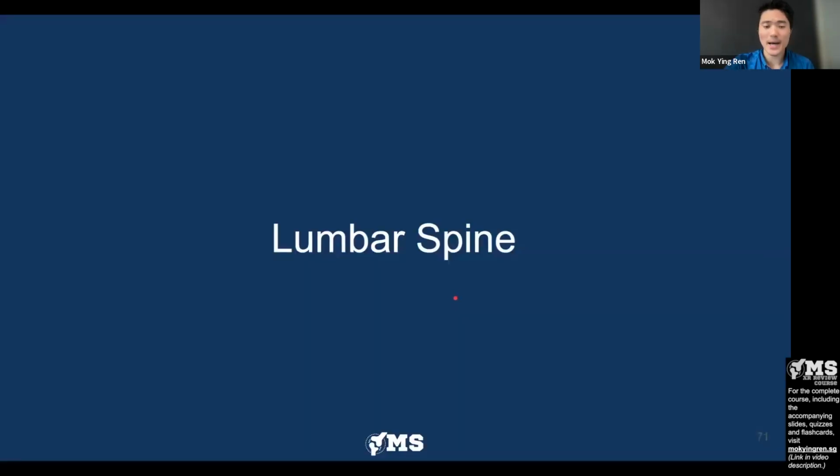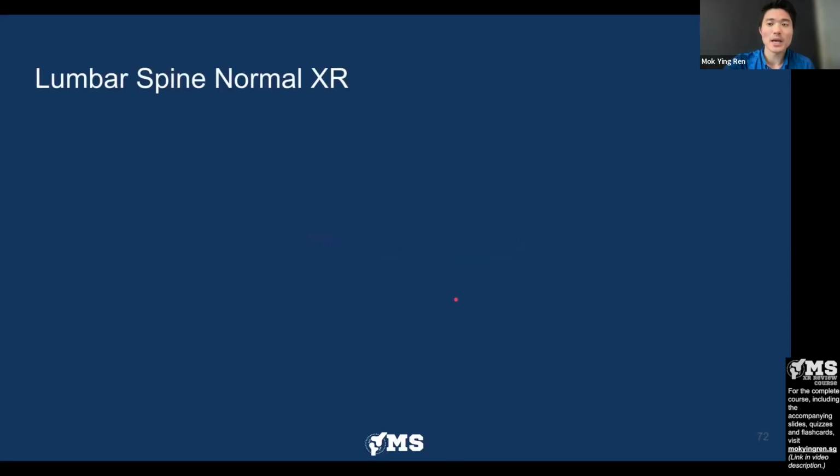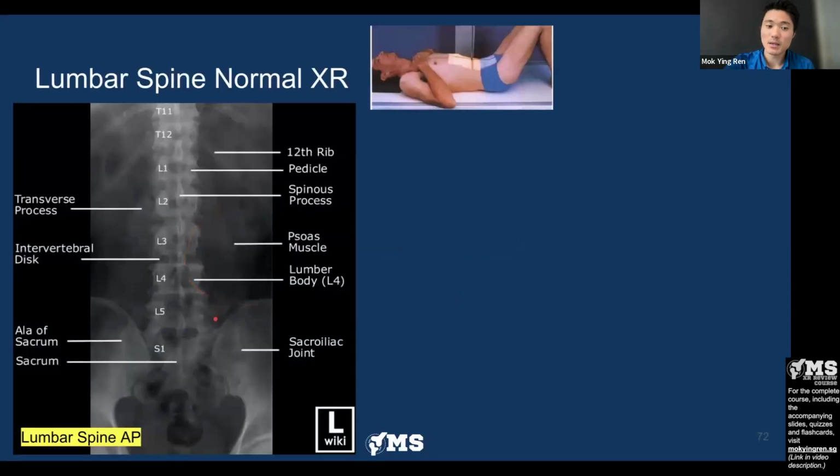Now, moving on to the lumbar spine. In the lumbar spine, look at the normal X-ray again, AP. Okay, it's useful to learn how to count the levels, and I think it's good to use the T12. The T12, you know, there are ribs, and definitely below will be L1, L2, L3, L4, L5.